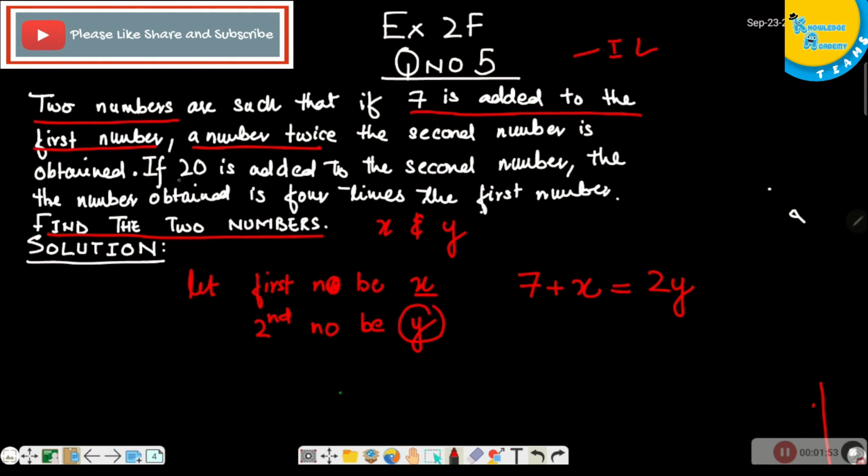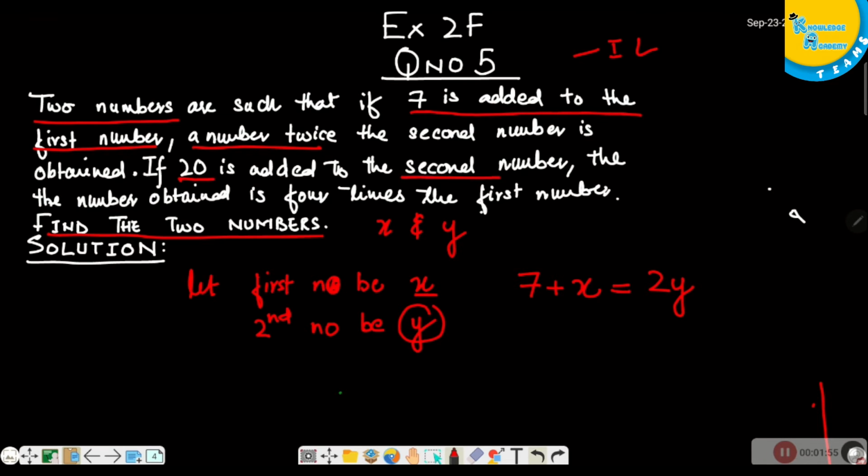Now another equation: if 20 is added to the second number, what is our second number? y. So 20 plus y, the number obtained is 4 times the first number. The first number is x, and 4 times x is 4x. Now these are our two equations, and we have to change them into regular form.